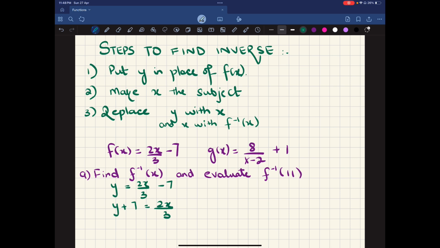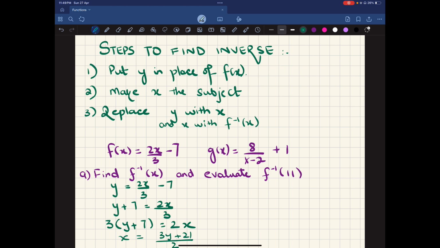We take negative 7 to the other side, it becomes positive. Then we're going to take 3, which is in the denominator, to the other side. So 3 into y plus 7 is equal to 2x. Now, since we need to make x the subject, we're simply going to take 2 to the other side. It is being multiplied here with x, so it will be divided on the other side. So x is equal to 3y plus 21 divided by 2.